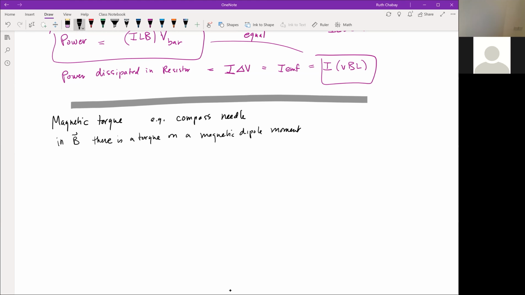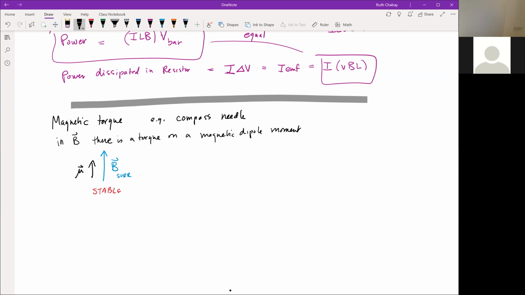And the torque acts in such a way to align this magnetic dipole moment with the net ambient magnetic field. So if we have a magnetic dipole moment pointing up and a magnetic field from the surroundings pointing up, this is a stable situation.